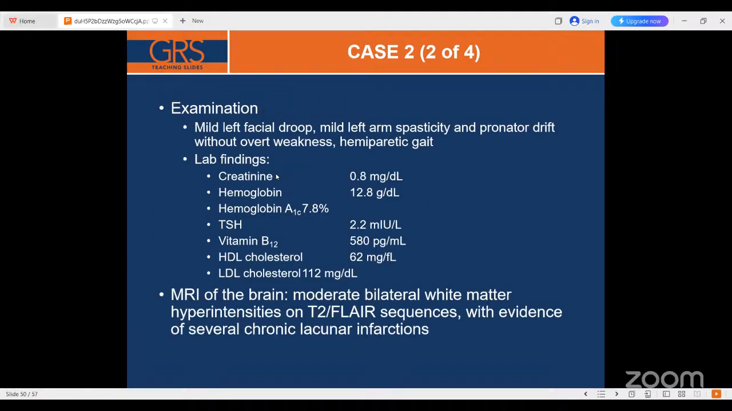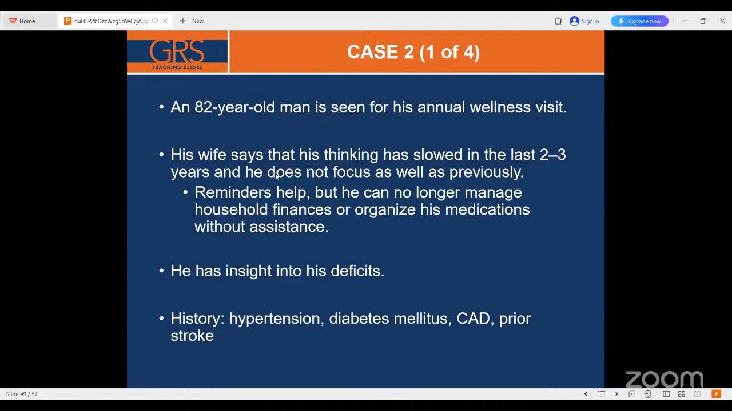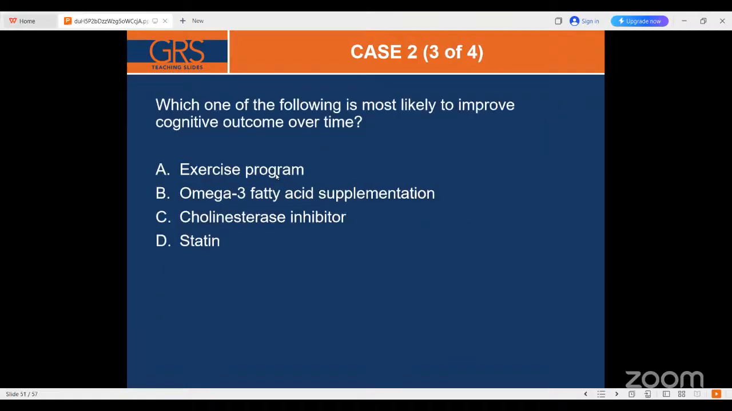If the patient has risk factors like hypertension, diabetes, and so on, but he hasn't developed a stroke yet, then a statin can be used.